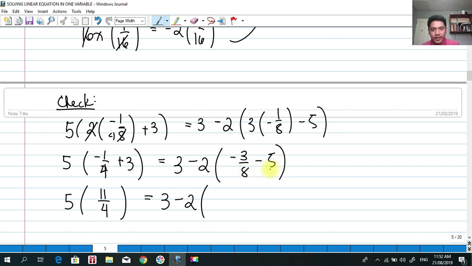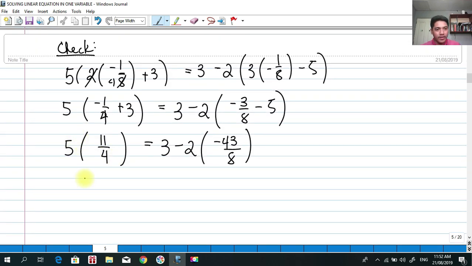8 times negative 5. Okay? That is negative 40. Negative 40 minus negative 3. Well, of course, that should be negative 43 over 8. We have the negative here. Okay, so minus 3, we have negative 43 over 8. And of course, we multiply this. This should be 55 over 4.